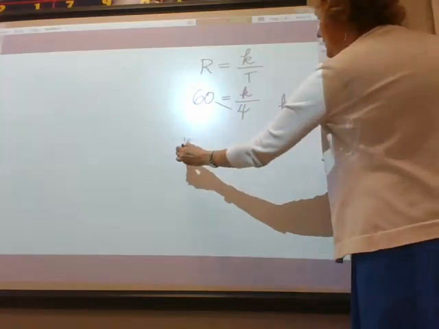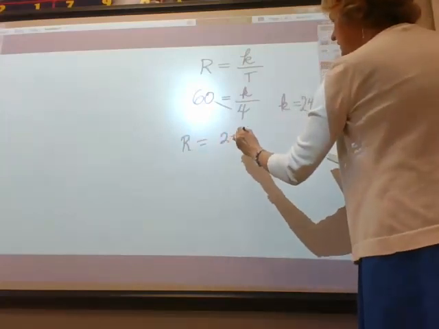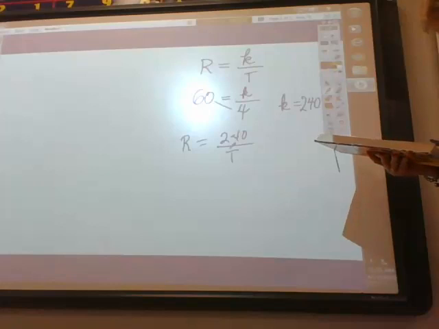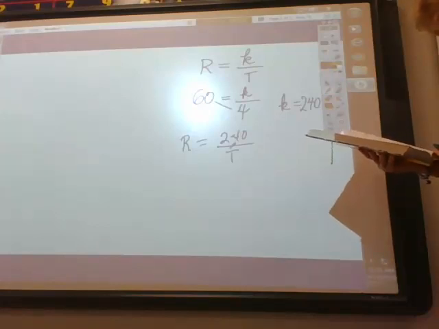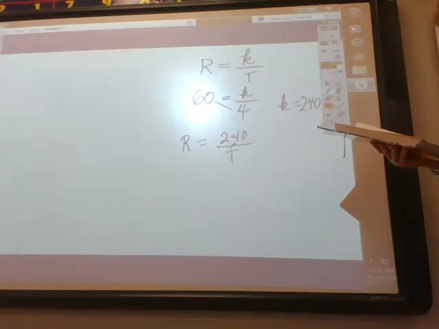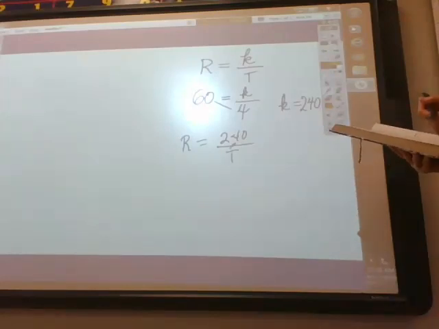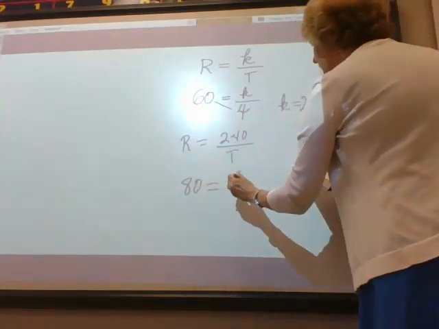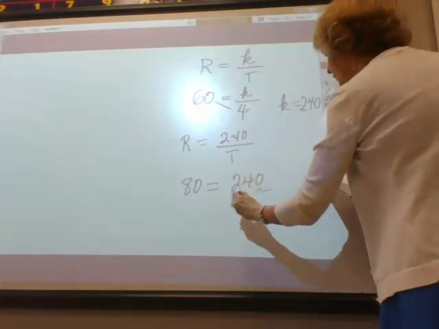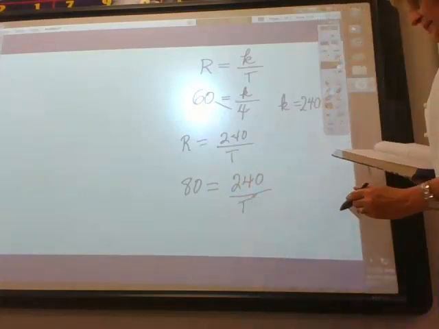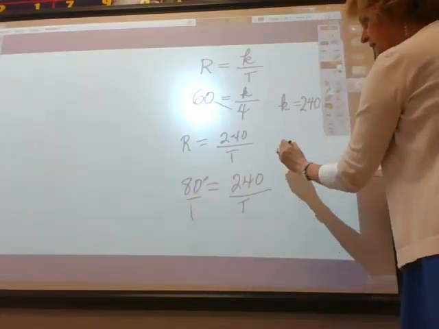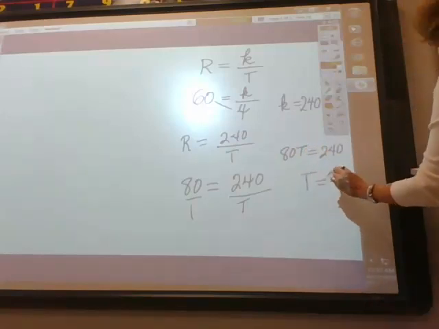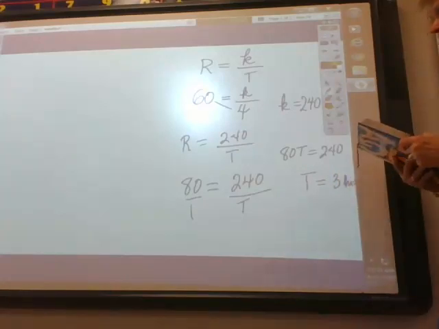All right, so now let's put rate is 240 divided by time, because I found the constant under those conditions. So then the question continues, what would be the time required for the same distance if the rate were increased to 80 kilometers per hour? Okay, so we're going to say rate is 80. We know the K is 240, and we're looking for the time. Okay, so again, it's like we're cross multiplying. So 80T is 240, and so T would be 3, and we're dealing with hours, right?